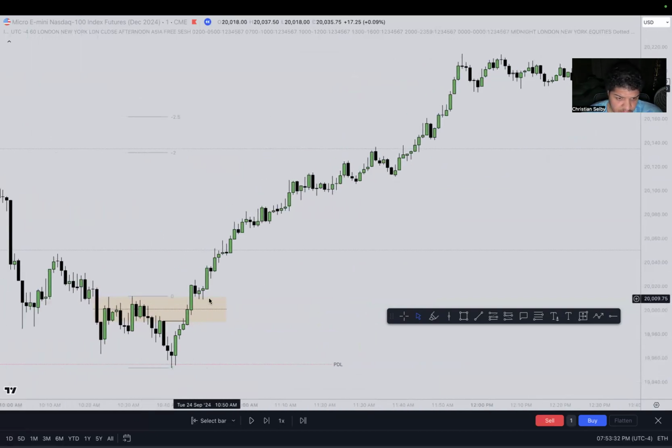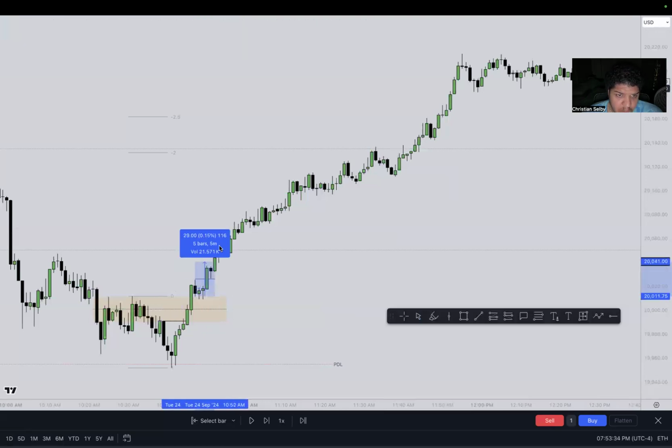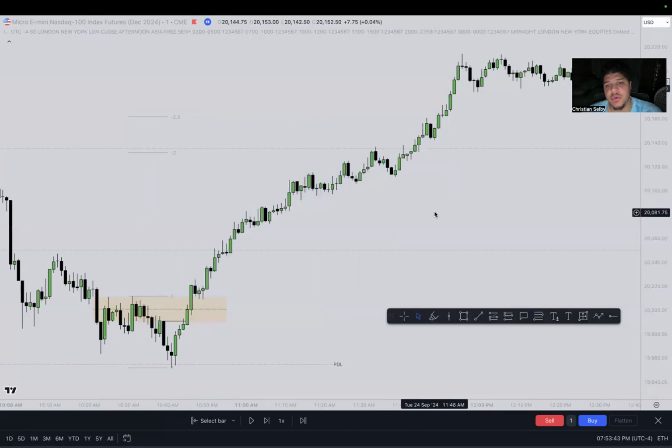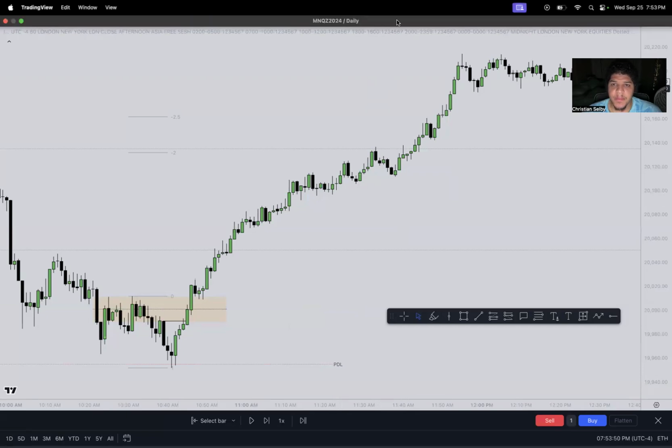And as you can see, if we got in here, this trade would have had us in, let's just say we get out here, which is close enough. We would have been in the trade for 4 hours, 45 minutes. So yeah, that's essentially the trade idea.